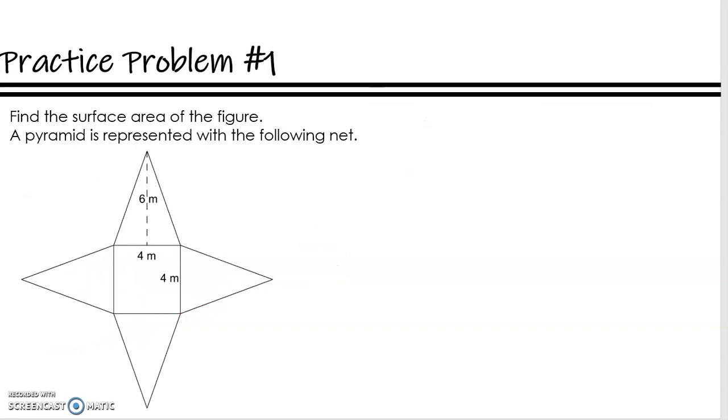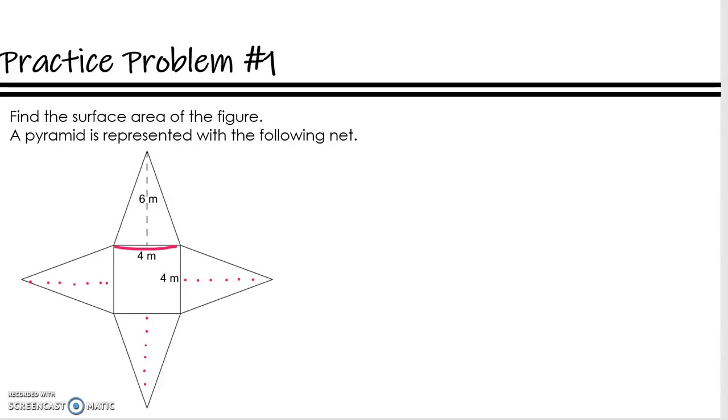So let's give this a try. We're going to find the area of all 5 shapes in our net. I challenge you to try this. When it comes to square pyramids, every height of every triangle is the same. Because they're showing us that first triangle, it has a height of 6 and a base of 4, that's going to be the same for all 4.